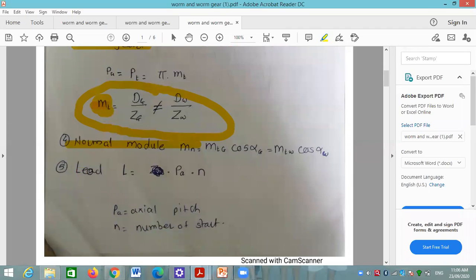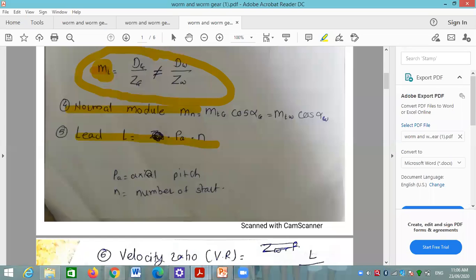Then the next one is the lead. If the worm is rotated through one rotation, the distance it will travel in the axial direction is called the lead, and lead is equal to PA into N. PA is the axial pitch and N is equal to the number of starts.